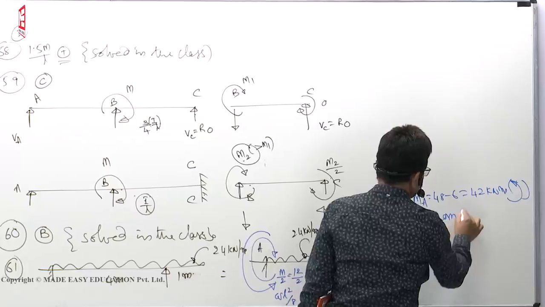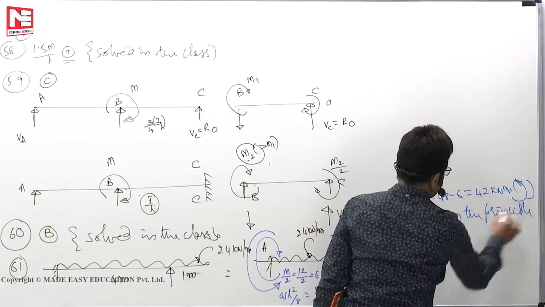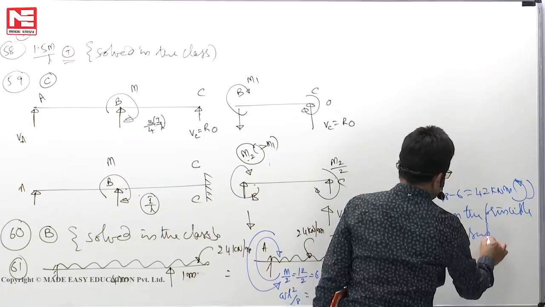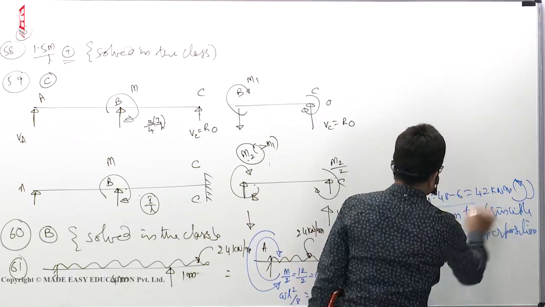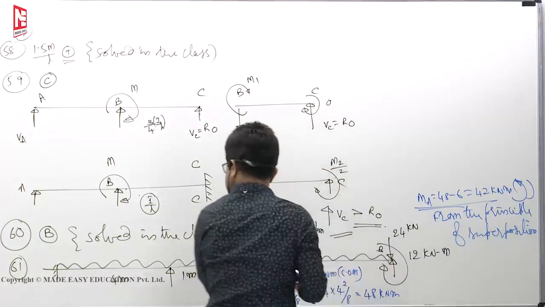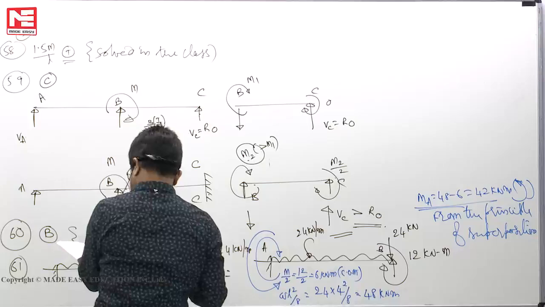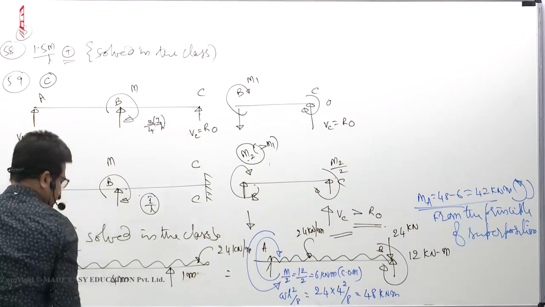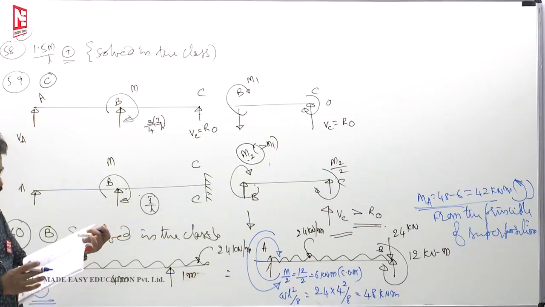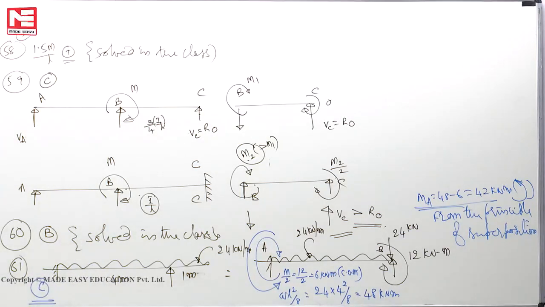How do you get it? From the principle of superposition. So 42 anti-clockwise is the answer to 61. He has given minus, okay, whatever way, minus for him may be anti-clockwise. Okay, next, 62.